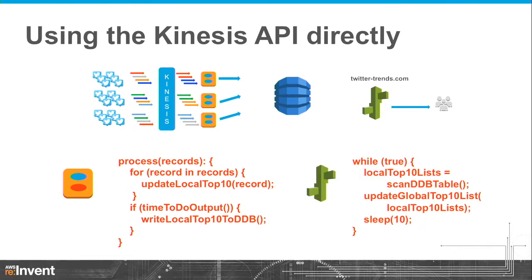What happens on the other side is this guy is going to sit in an infinite loop, and he's going to scan that DynamoDB table. There will be an entry for each worker in that table. Take all of those top 10 lists that are local and merge them into a global top 10 list, and there he's got it. That's all there is to it.